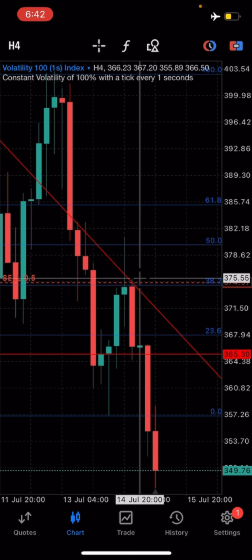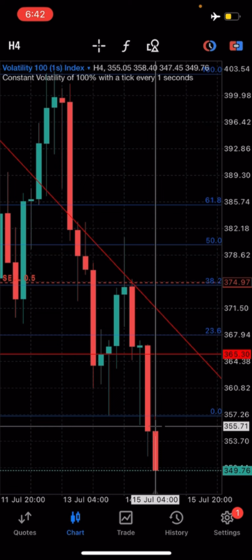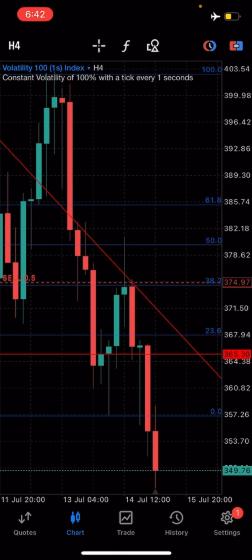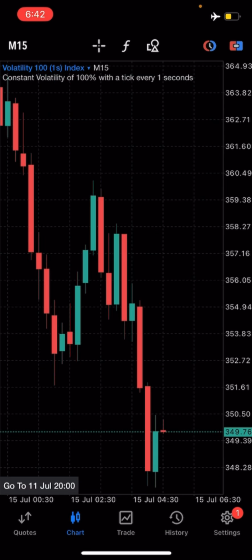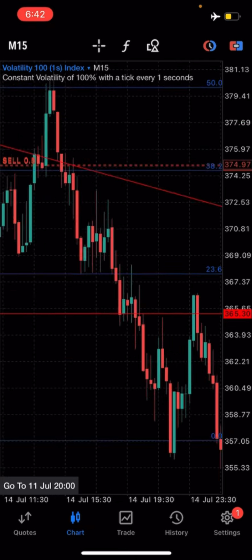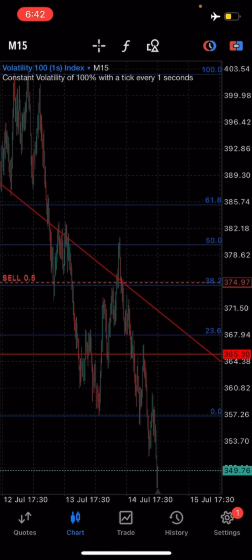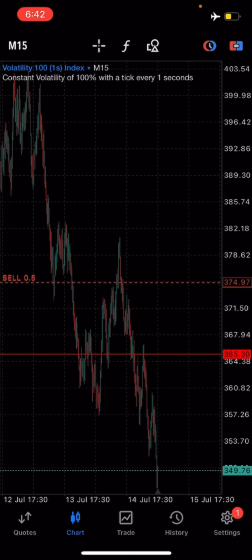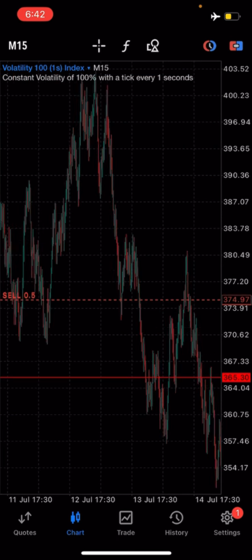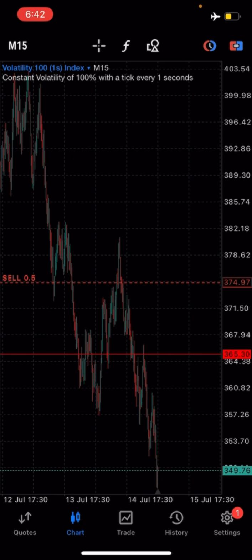Ever since I entered the trade, it didn't actually retrace up. It retraced up a little bit and then it started pushing down. It was more of a sniper entry, and I've been holding the trade. As you guys can see, I'm still in the trade. Let me go back to the 15 minutes time frame. So this is the trade, guys. This is the 15 minutes time frame. Let me delete this Fibonacci so that you guys can see.